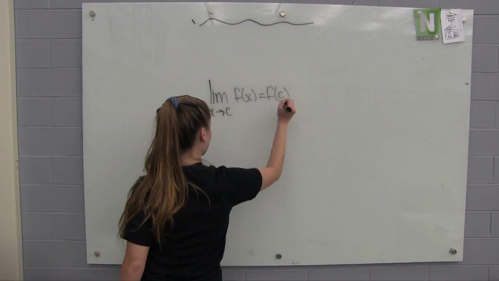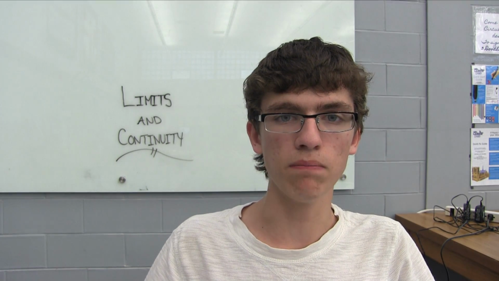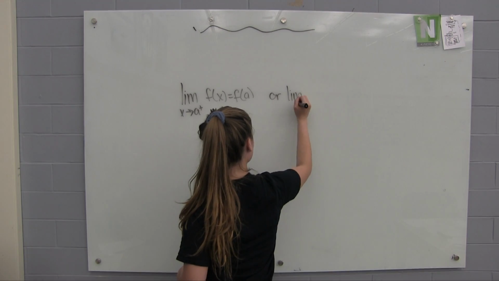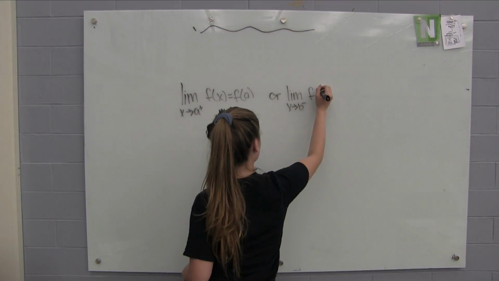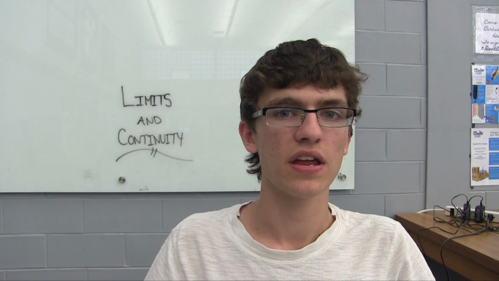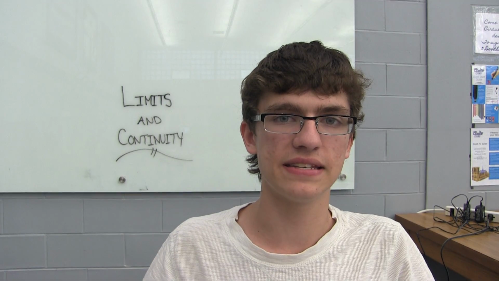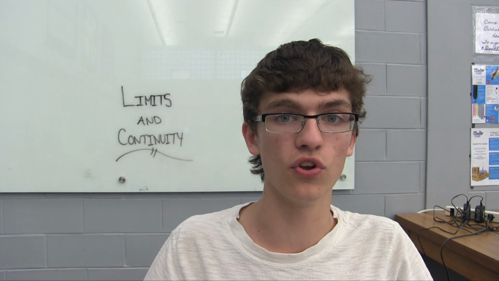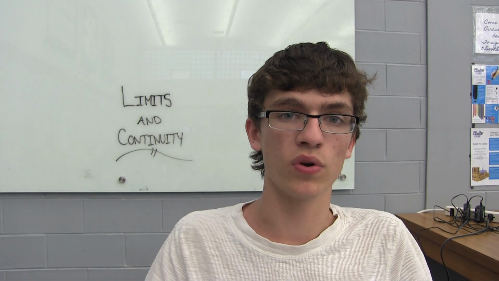A function, f of x, is continuous on an interior point if the limit as x approaches c of f of x is equal to the value of f at c. As far as endpoints go, a function, f of x, is continuous on an endpoint if the limit as x approaches a from the right side equals f of a, or if the limit as x approaches b from the left side equals f of b. If a point on a function does not abide by these rules, it is discontinuous and it is known as a discontinuity. Now there are 4 types of discontinuities, and we're going to take you through each one and show you an example of one.